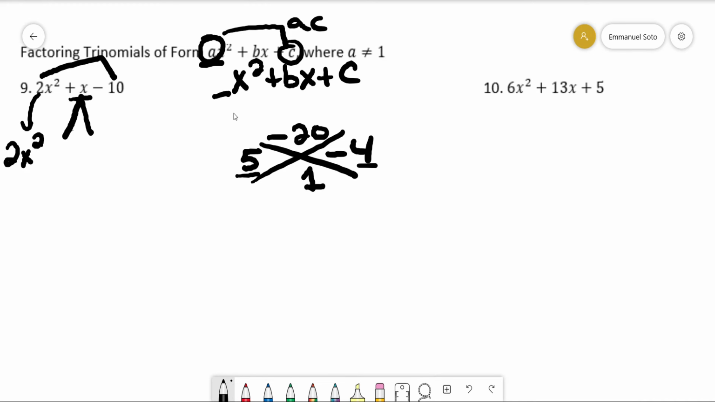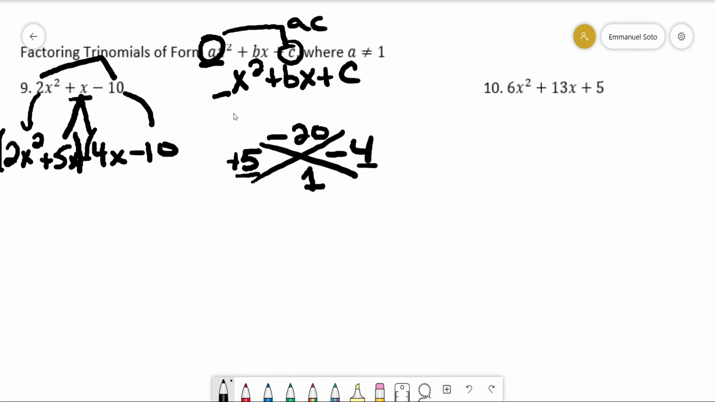Now that middle term breaks up into positive 5x. Don't forget the x there because this is x. And then minus 4x. Bring down that guy, minus 10. And then you're going to factor by grouping, which is what we did earlier. So you're going to go ahead and make your 2 groups.